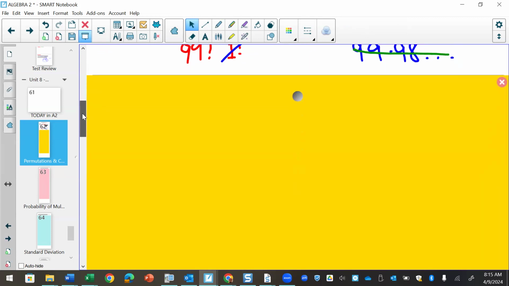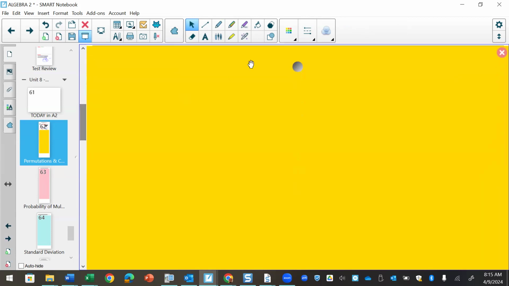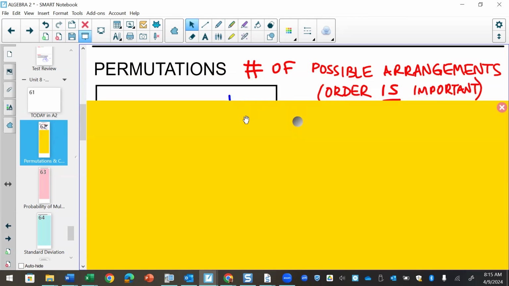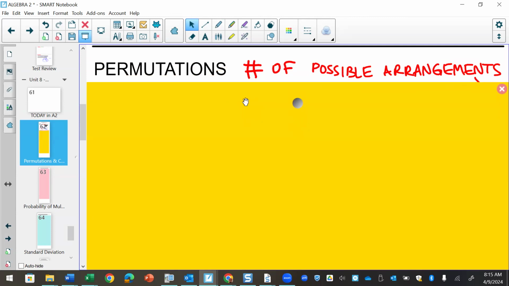All right, now your first worksheet. It's called permutations and combinations. Heard of these before? Probably. Okay, well, write this down. Permutations, plural, that's the number of possible arrangements.